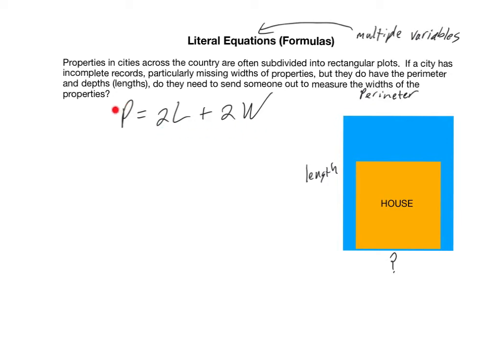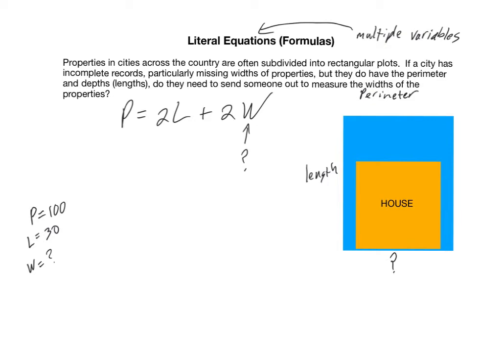These things are known. We know the perimeter and the length of each property. It's the width that we're not sure of. Can we find it without having to send somebody out to actually measure the width of the property? Let's take an example. Suppose the perimeter of a property is 100 feet and the length of that property is 30 feet. Is it possible then to figure out what the width is without having to measure it?